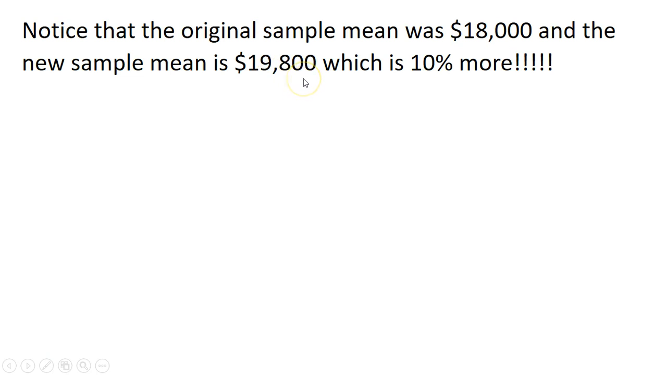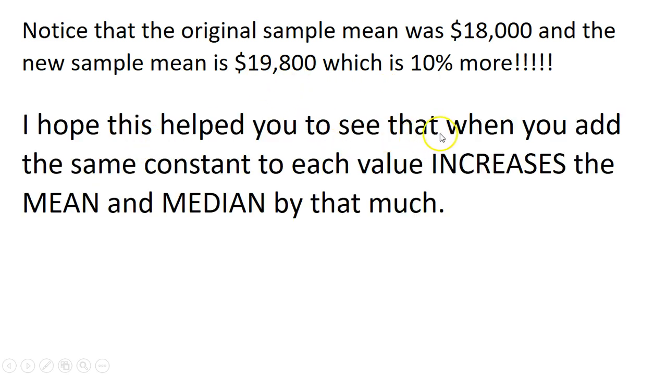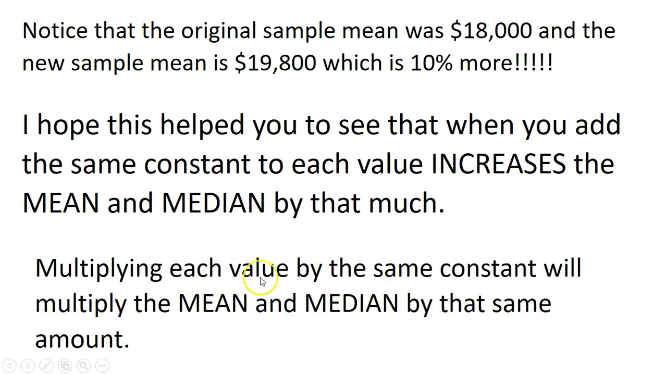So if you're adding the same number to each one, the mean goes up by the amount that you add. And if you multiply everything by a certain percentage, then you can take your original mean and multiply it by that percentage to get the new one as well. So I hope this helped you see that when you add the same constant to each value, it increases the mean and the median by that much. We didn't look at the median, but it is also increased. Multiplying each value by the same constant will multiply the mean and median by that constant as well. I hope that you saw that in here.